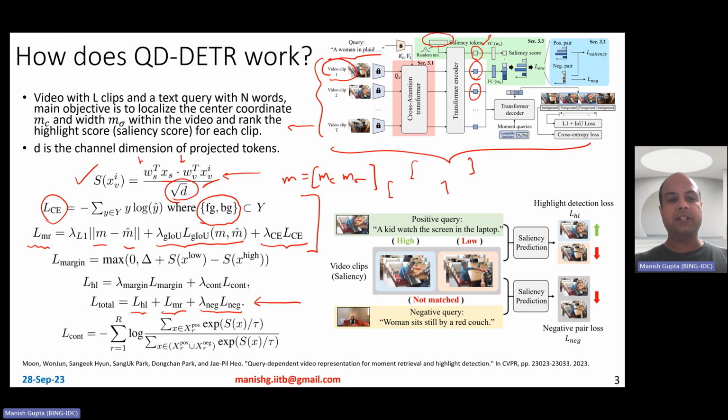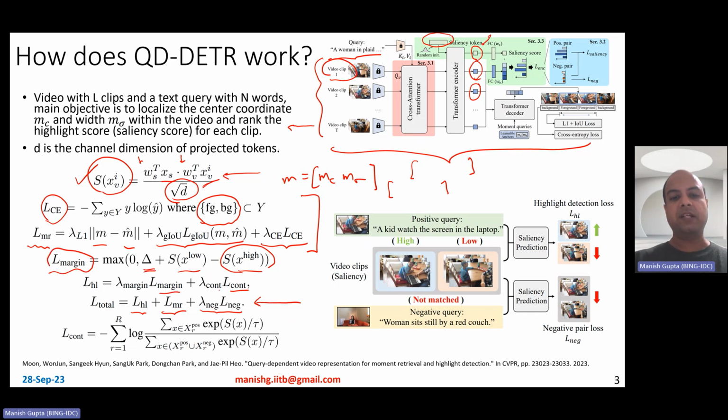Now, for highlight detection, there are two parts to the loss: the margin loss and the ranking based loss, which is denoted as L cont here, right? So let's talk about the margin loss. Let's say you have two clips and one of them is more relevant than the other. Let's call the relevant clip X high and the non-relevant clip X low. Then what you could do is ensure that the saliency score for the more relevant clip is at least delta greater than the saliency score for the non-relevant clip. Okay, so that is defined as the margin loss.